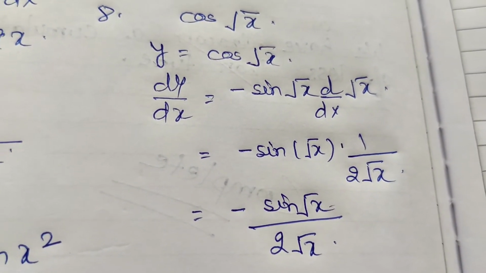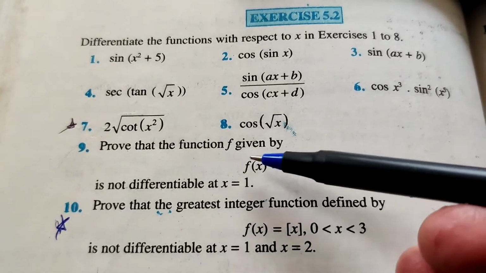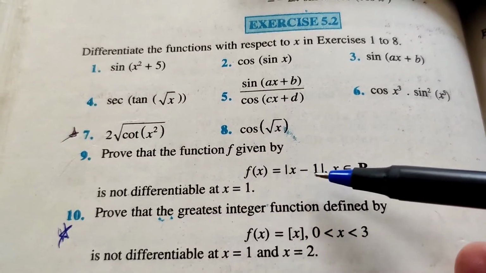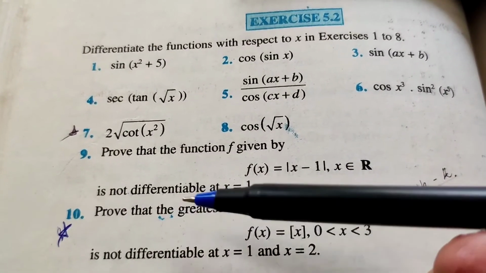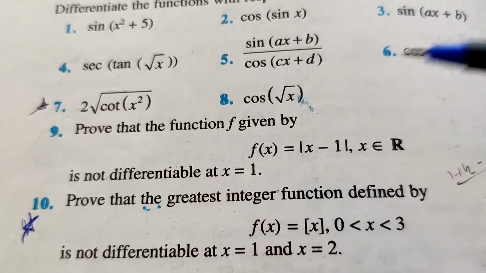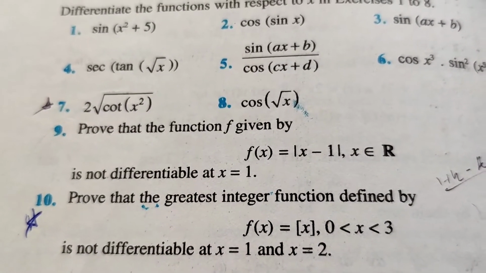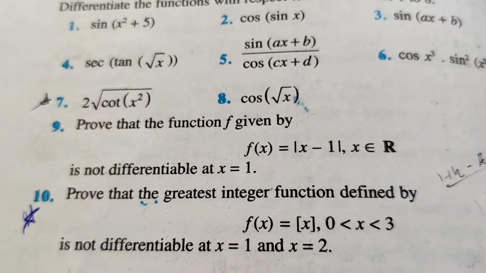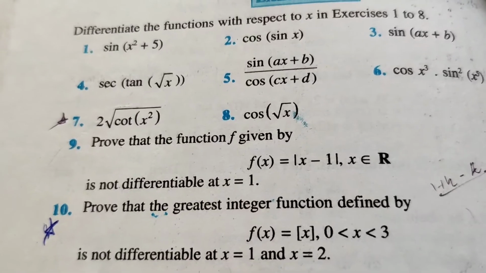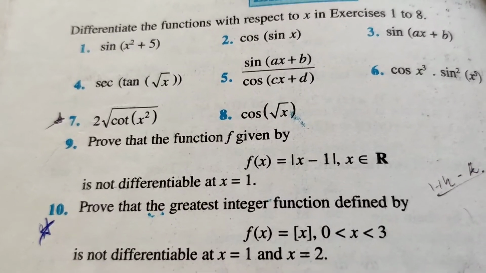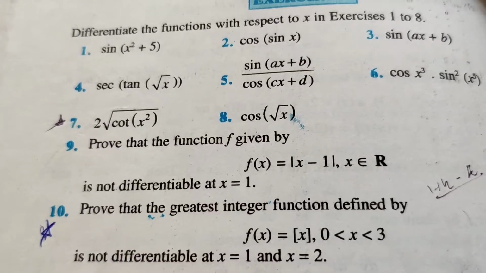Now question number 9. Question number 9 is: prove that the function f given by f of x equal to mod x minus 1, x belongs to real numbers, is not differentiable at x equal to 1. If the left hand limit equals the right hand limit, then it is differentiable. If they are not equal, it means this function is not differentiable.